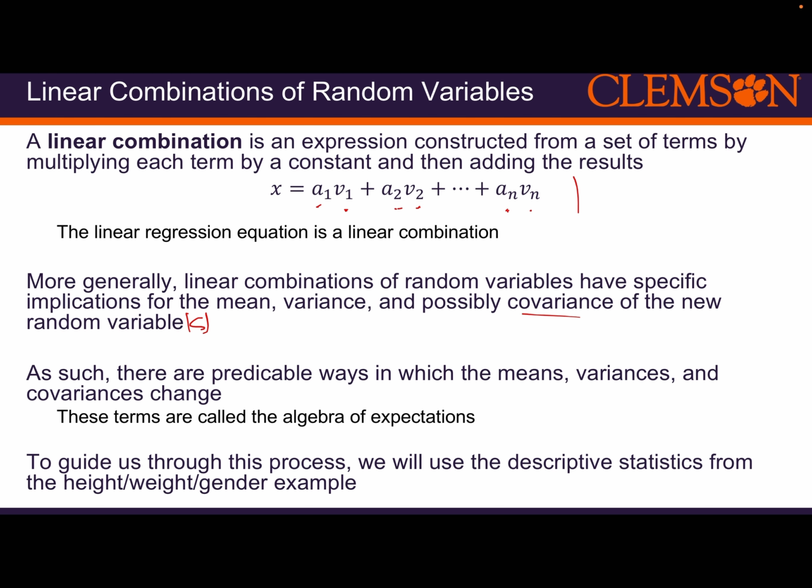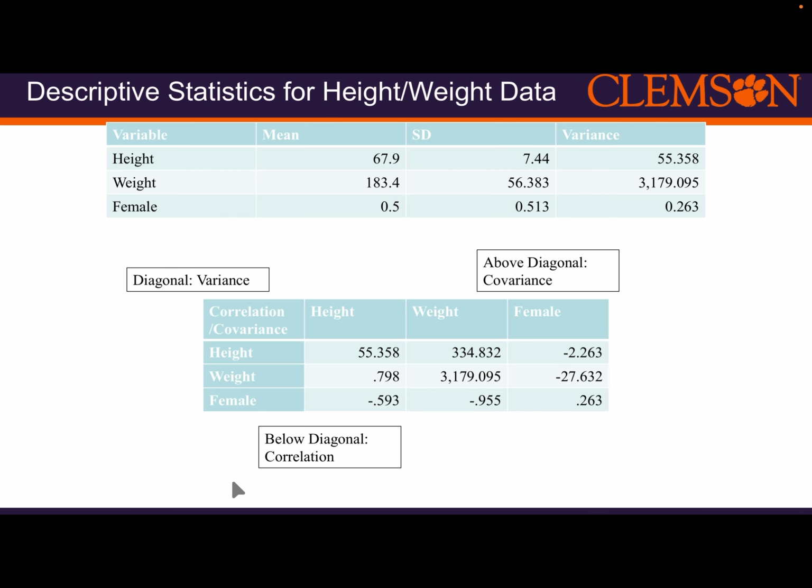So as such, there are predictable ways in which the means, variances, and covariances change, and that's what we call the algebra of expectation. To guide us through this process, we're going to use descriptive statistics from a sample of people where we recorded their height, their weight, and gender as male or female only. In this case, we have a set of means. For the mean of the sample in this hypothetical example, height is 67.9, the weight mean is 183.4, and half the sample would be female. We have a standard deviation and a variance for each.